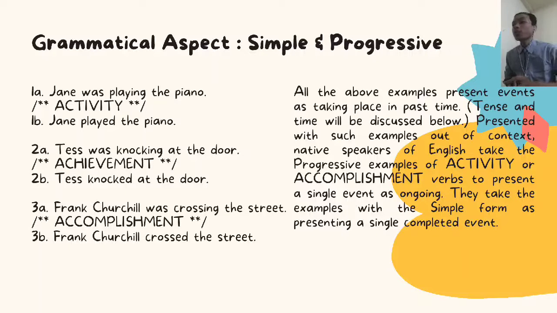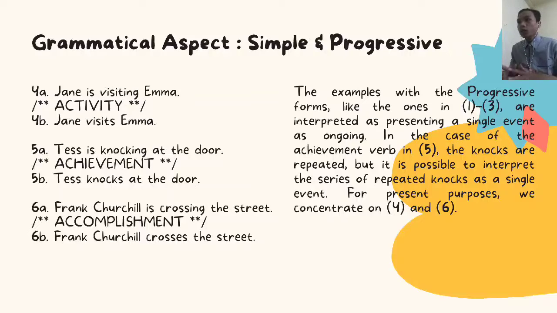All the above examples present events as taking place in past time. Tenses and time will be discussed below, presented with such examples out of context. Native speakers of English take the progressive example of an activity or accomplishment verb as presenting a single event as ongoing. They take the example with the simple form as presenting a single complete event. Okay, the examples with the progressive form, like the first and third above, are interpreted as presenting a single event as ongoing.